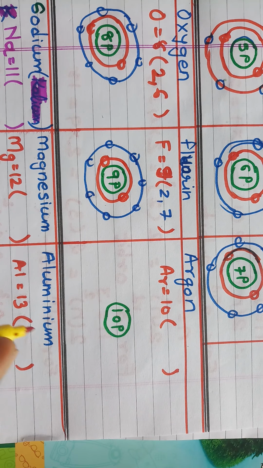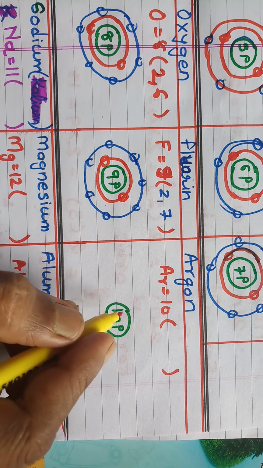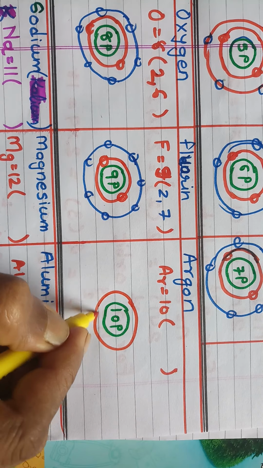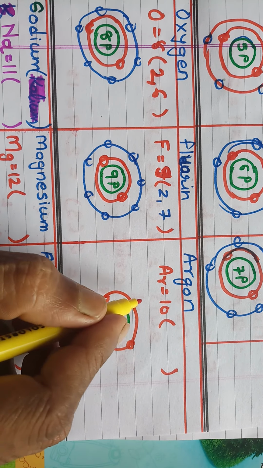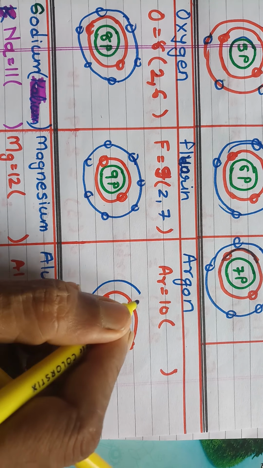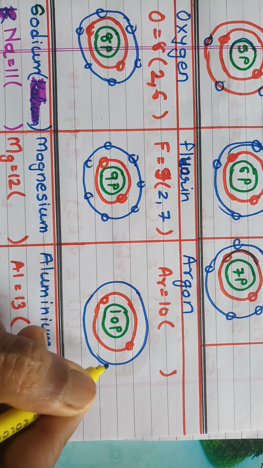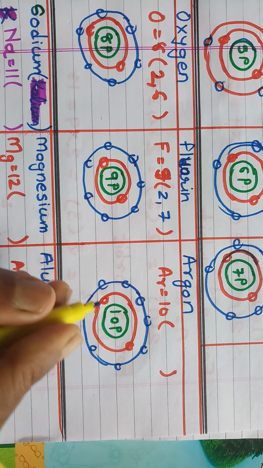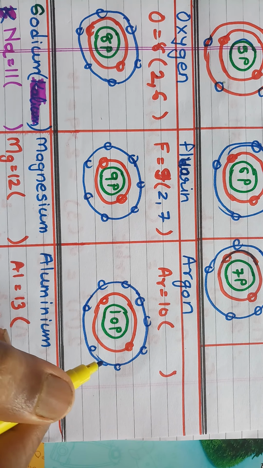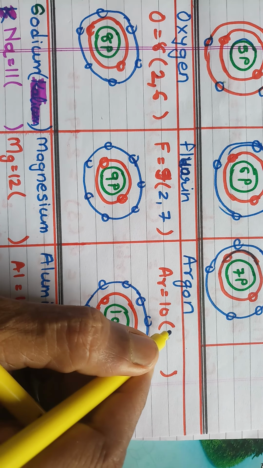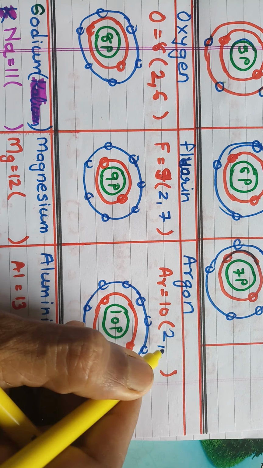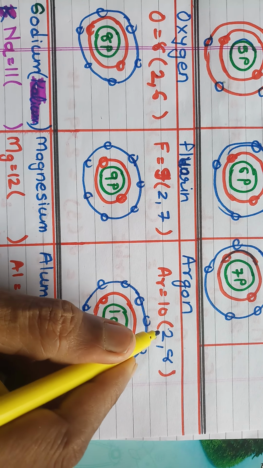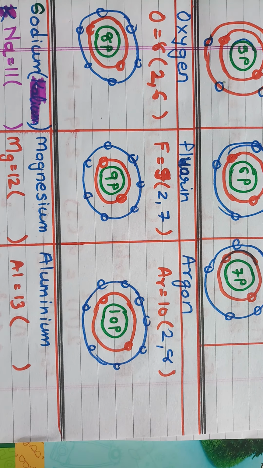Neon has 10 electrons, so 10 protons. Out of 10, 2 electrons are occupied by the first orbit, and the remaining 8 electrons, 1 2 3 4 5 6 7 8, are occupied by the second orbit, so the electronic configuration is 2 8. So 2 8 makes 10 electrons.